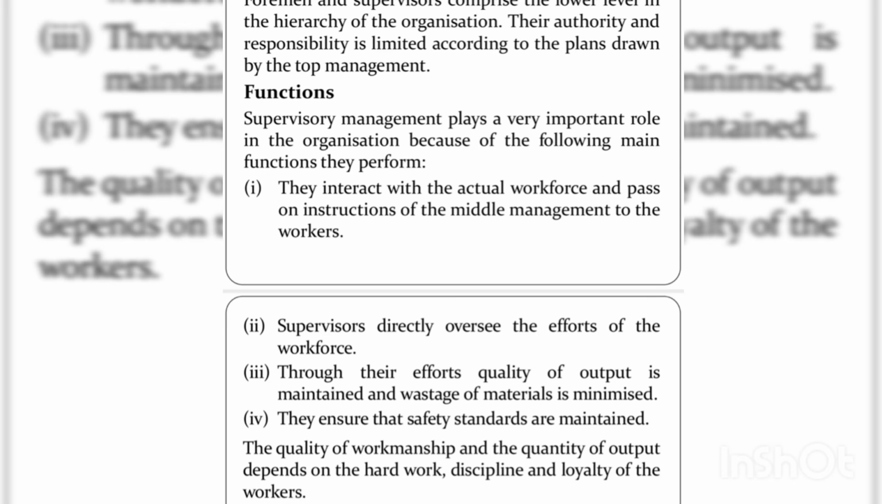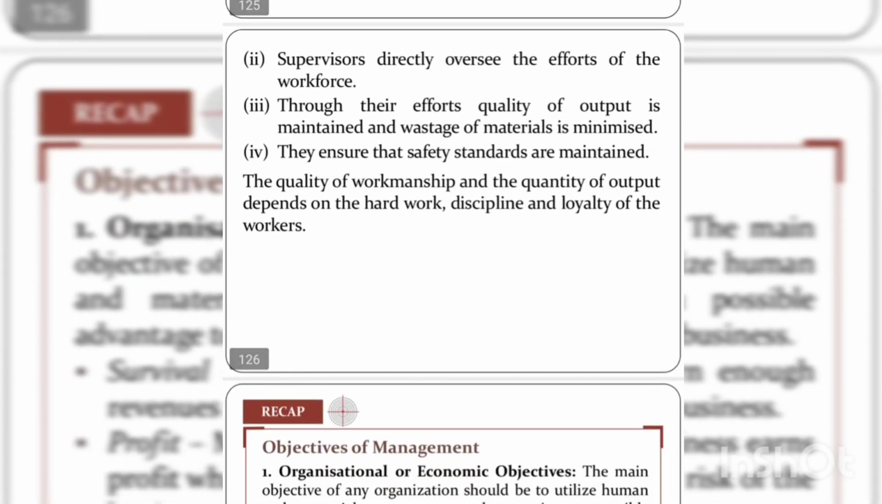Then supervising directly means overseeing the efforts of the workforce. Through their efforts, they have to check the quality of the output also. If it is not right, they have to keep a check and get the work done correctly. And finally, they ensure the standard also, to maintain that quality. So all the 3 levels are very important to perform their duty and task.